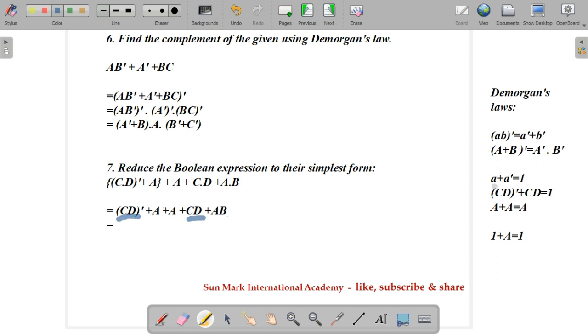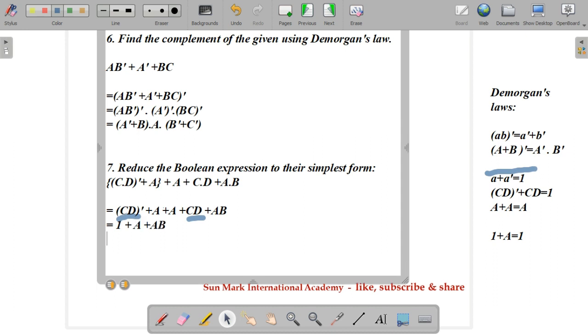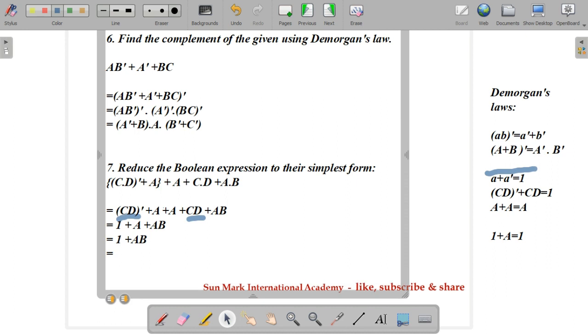That is, we can apply the complementarity rule or law, A plus A dash equal to 1. Instead of A, (CD) the whole dash plus CD equal to 1. So here we are substituting the value. What is the value here? 1. 1 plus again A plus A equal to A. So we are writing A plus AB. Next, properties of 1: 1 plus A equal to 1. So the same 1 we are substituting and AB. Same properties of 1 again we are applying. So the final value is 1. So the simplest form is 1.